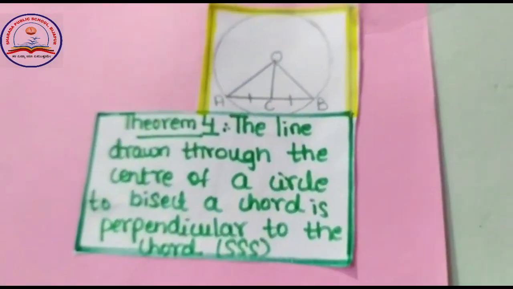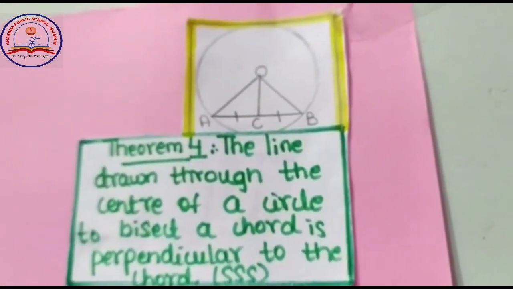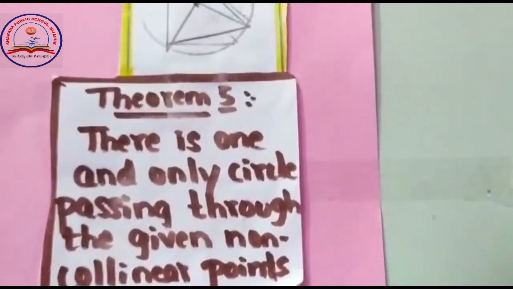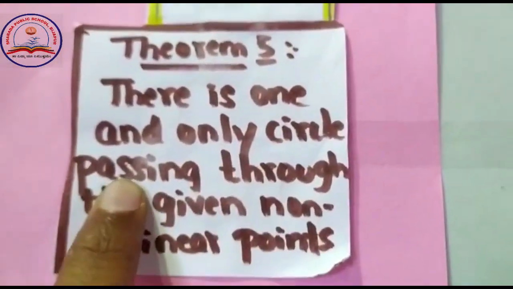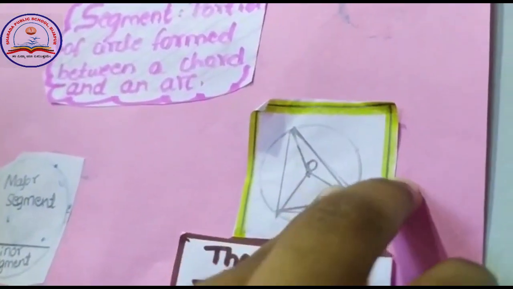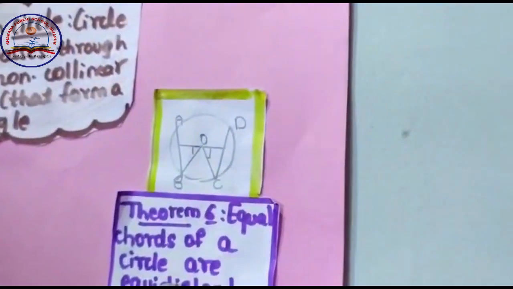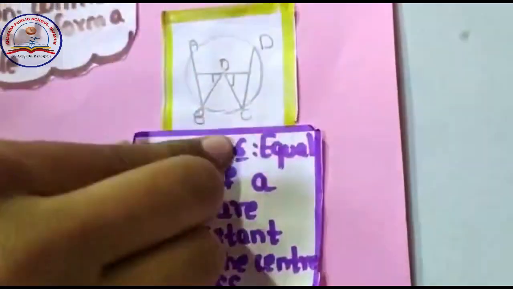Now let's look into Theorem 4. Theorem 4 states that the line drawn through the center of a circle to bisect a chord is perpendicular to the chord. It states that AC is equal to CB and OC is a perpendicular line. Now let's look into Theorem 5. Theorem 5 states that there is only one circle passing through three given non-collinear points. In this, ABC are non-collinear points and we can find only one circumcircle forming through this cyclic quadrilateral. Now let's look into Theorem 6. Theorem 6 states that equal chords of a circle are equidistant from the center, which means AB and CD are equidistant from the point O.